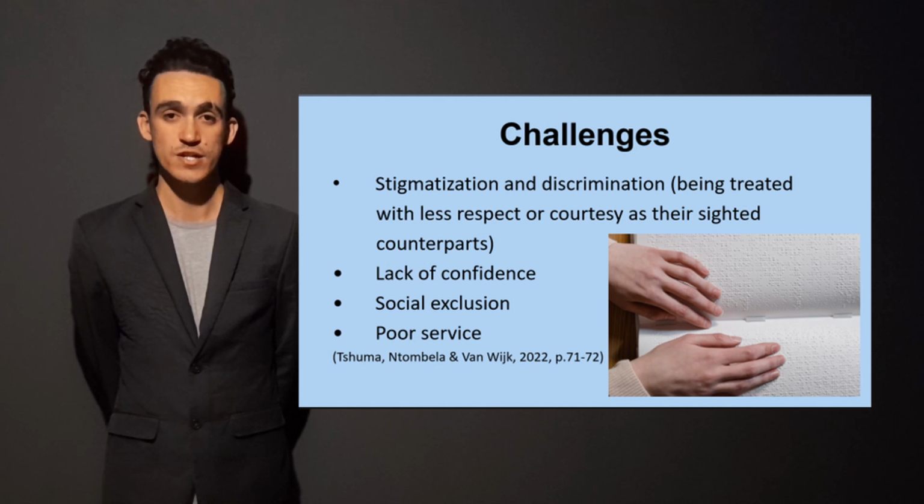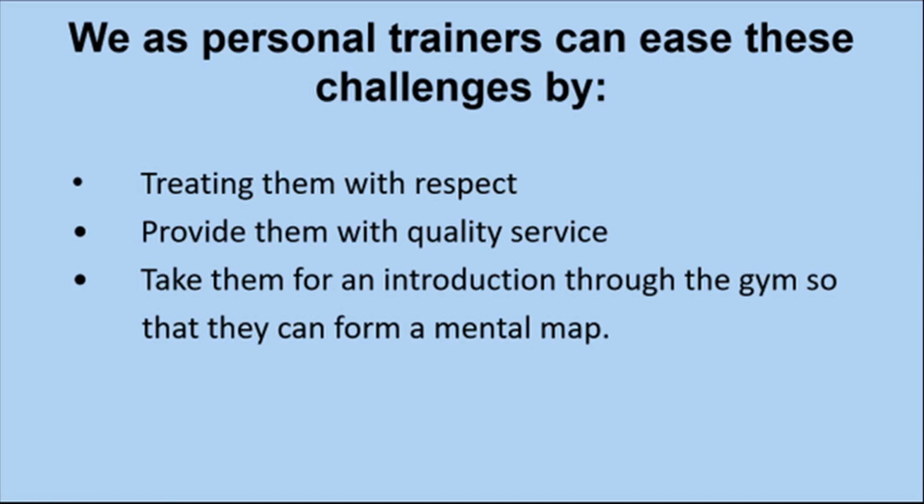People who are blind have a couple of challenges that they need to deal with. These challenges include being stigmatized and discriminated against, lack of confidence, social exclusion, and getting poor services. The discrimination that they face is that of being treated with less respect or courtesy. This in turn leads to them being excluded and getting poor services. The challenges that they face are due to a lack of knowledge in our society. So it is our responsibility as personal trainers to make sure that they face as few challenges as possible in the gym by treating them with respect and by providing them with quality services.